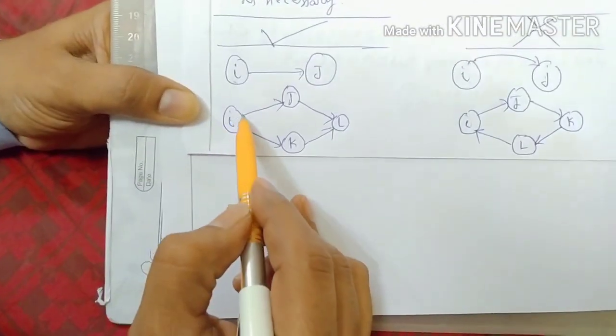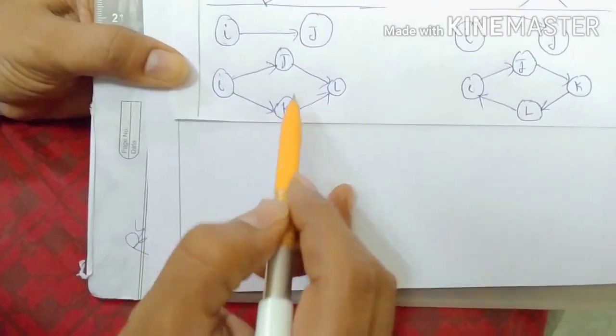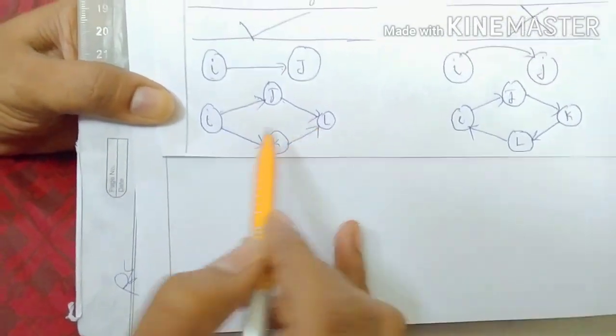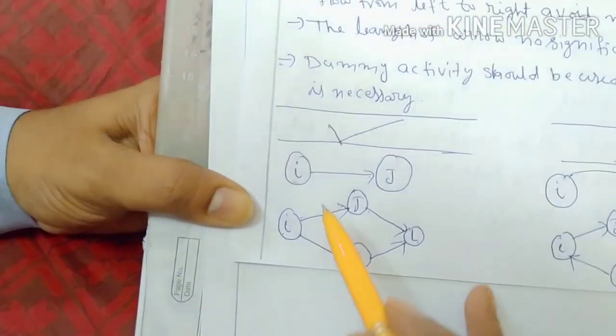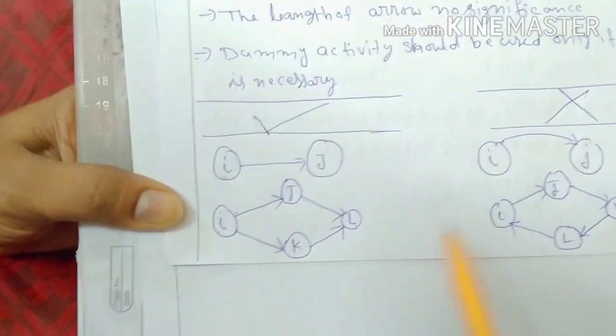Another one, look at here: I to J, I to K, J to L, K to L. That means one starting point and one ending point will be there. This is the acceptable rule.